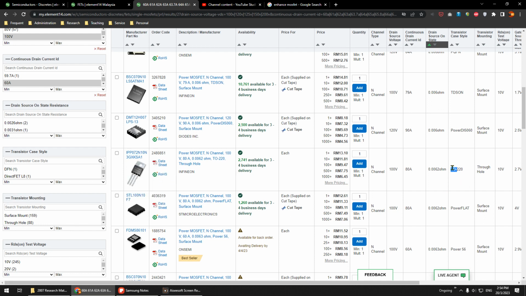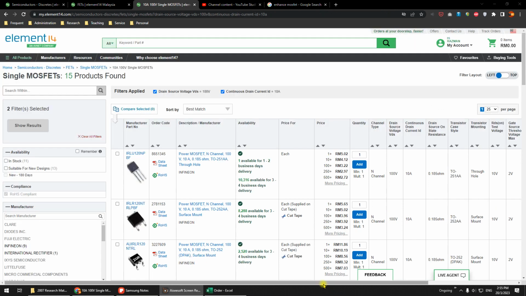So this is the standard. But it's still very expensive, 30 ringgit. For this voltage, usually it's only around 5 ringgit. Let me try to find another, much better price. I'm not sure why today has problem.